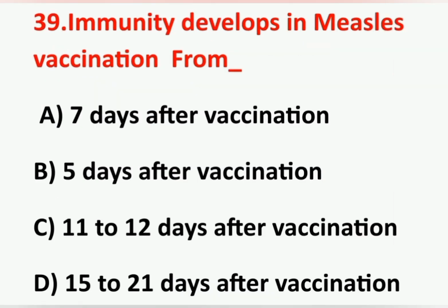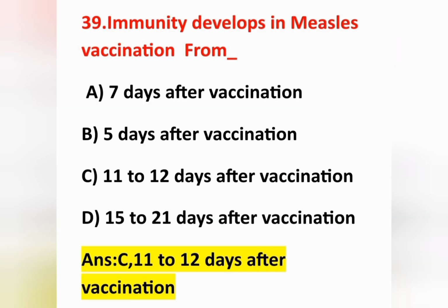Move on to next question. Immunity develops in measles vaccination from. Options are option A 7 days after vaccination, option B 5 days after vaccination, option C 11 to 12 days after vaccination, option D 15 to 21 days after vaccination. So correct answer is option C, 11 to 12 days after vaccination.